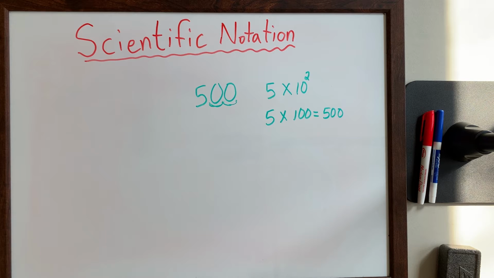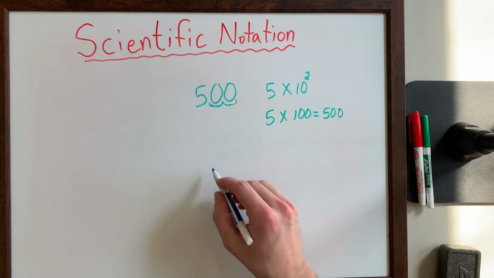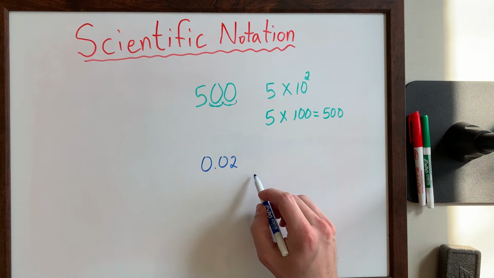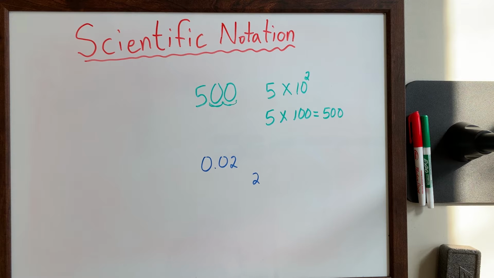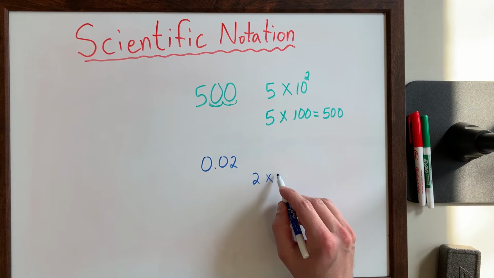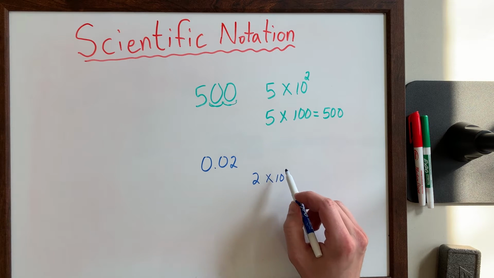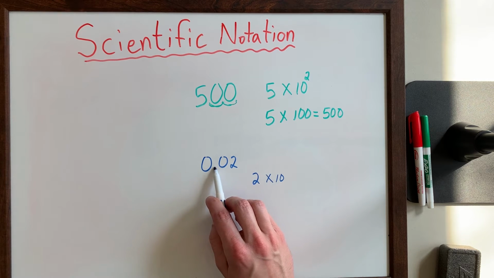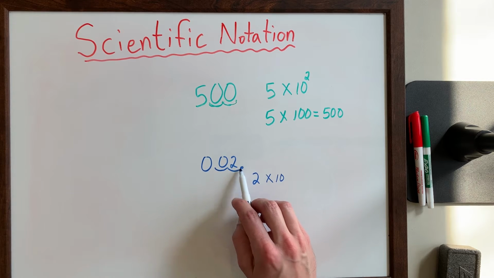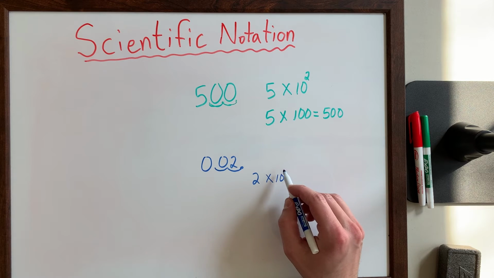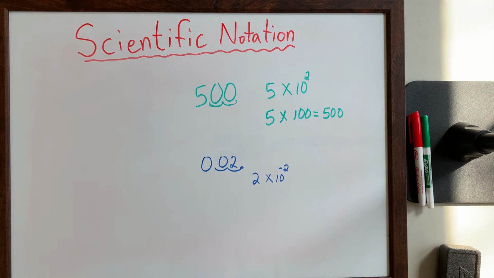Let's take a look at an example with a small number. What if I have 0.02? Well, my coefficient, again, needs to be a number in between 1 and 10. So since I have a 2 here, I'm going to use a 2, and then I need to go times 10, since we're using base 10, to some exponent. Let's figure out how many places we need for that exponent. 1, 2, this decimal location right here would put the number 2 in between 1 and 10. Since I moved it 2 places, it's a 2, but this time it's a minus 2.